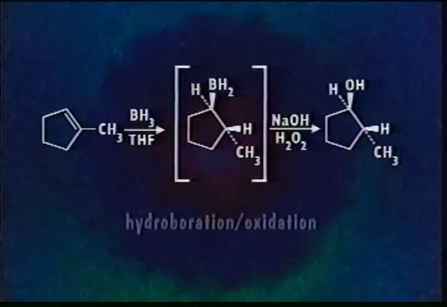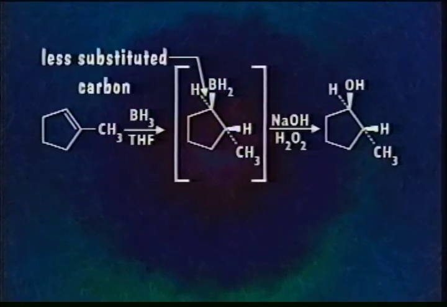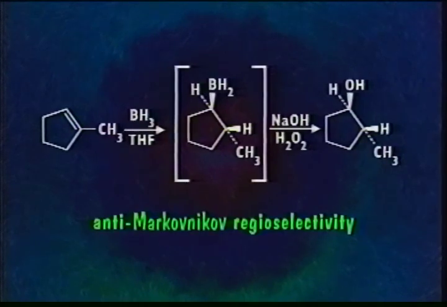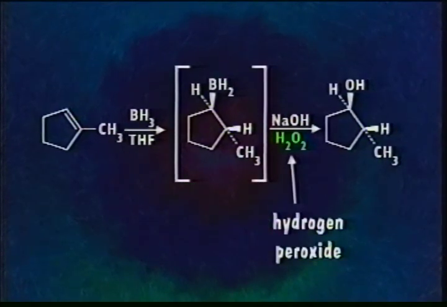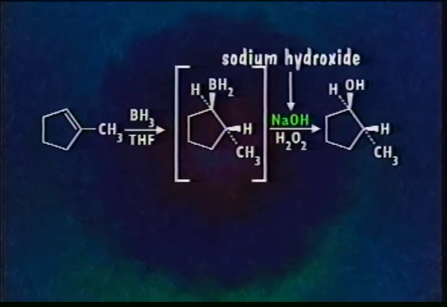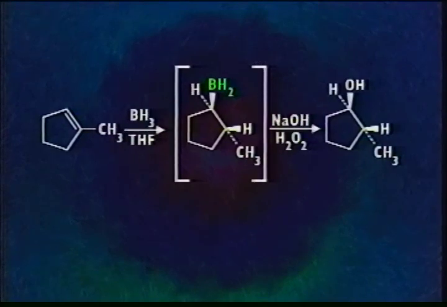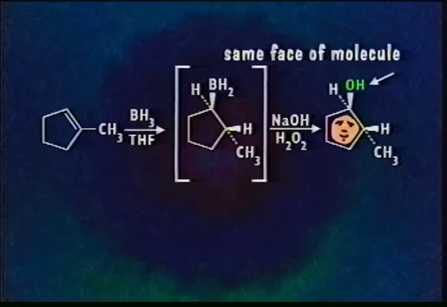The important thing about hydroboration oxidation reactions is that the boron of the borane reactant prefers to attach to the less substituted carbon, or with anti-Markovnikov regioselectivity. This alkyl borane intermediate is then treated with hydrogen peroxide, H2O2, and a base, sodium hydroxide, NaOH. The boron is removed from the intermediate and replaced with an OH group in the exact same spot, so that the alcohol ends up on the less substituted carbon and on the same face of the molecule.